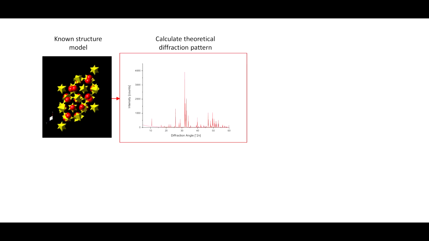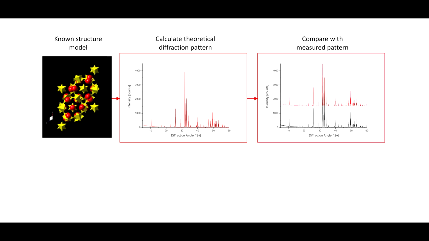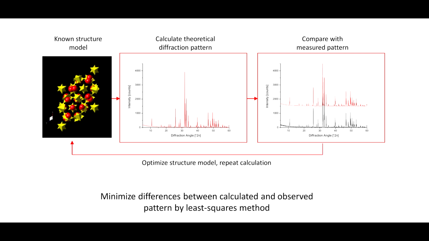In a Rietveld refinement, we start from a known model of the crystal structure. The software then calculates a theoretical diffraction pattern and compares it to the measured one. If there are any mismatches in diffracted intensities, it optimizes the structural parameters, for example the cell parameters or atomic coordinates, and repeats the comparison until the mismatches are minimized.